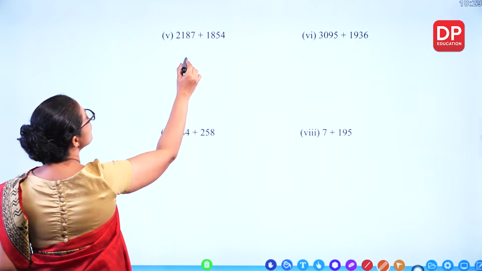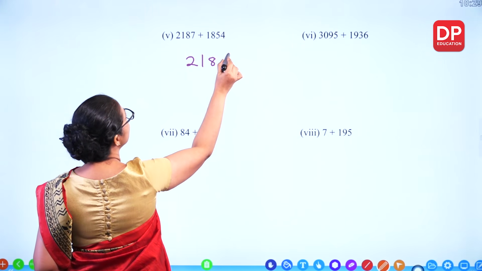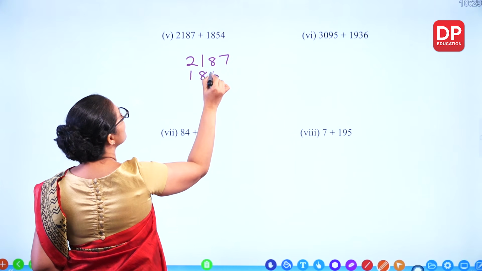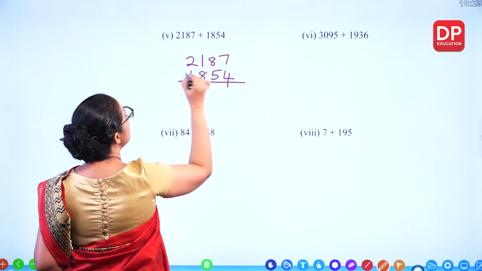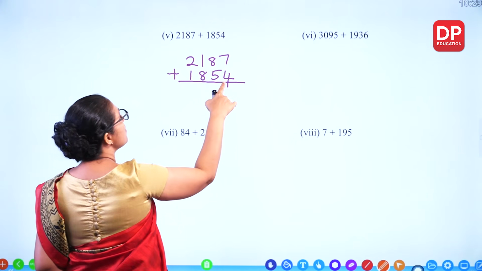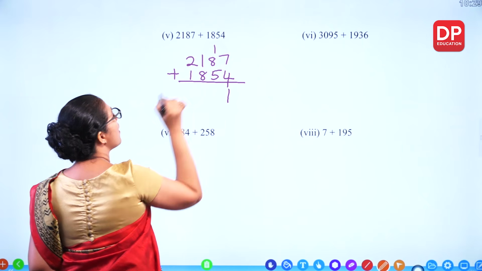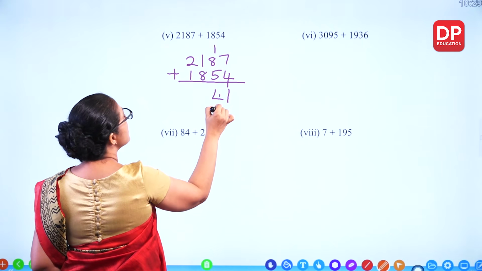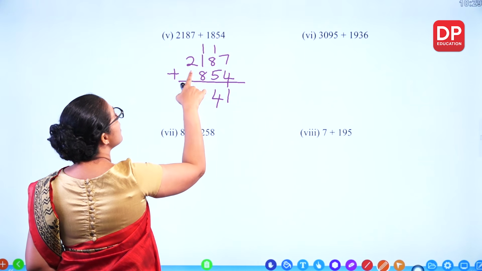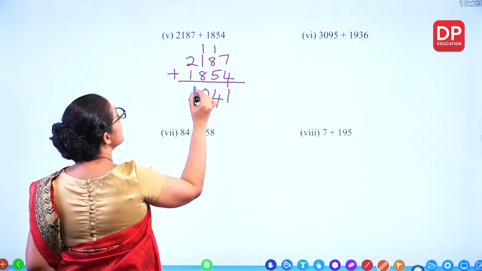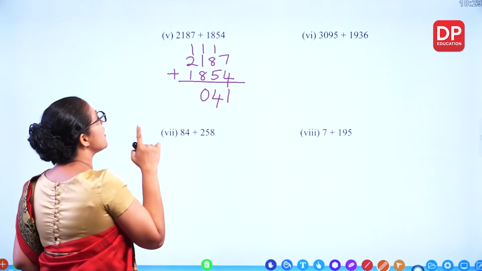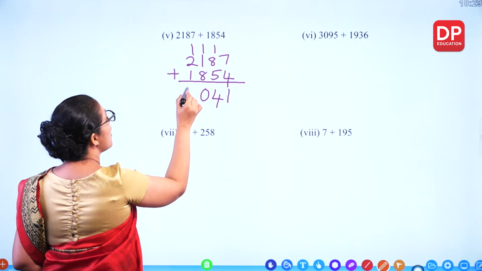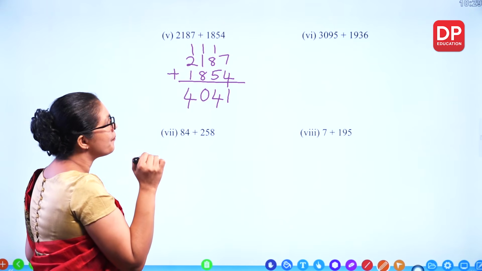Addition again. So you write in a column. And then add. 7 plus 4, 11. Take 1. 9 plus 5, 14. Take 1. So 9 plus 1, 10. And take 1 there. 2 plus 1, 3. 3 plus 1, you get 4.